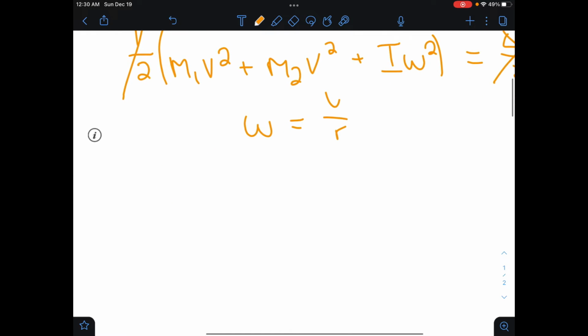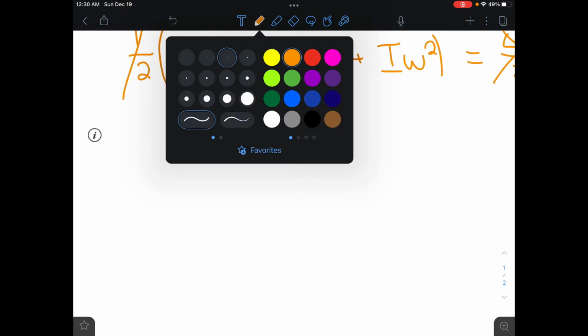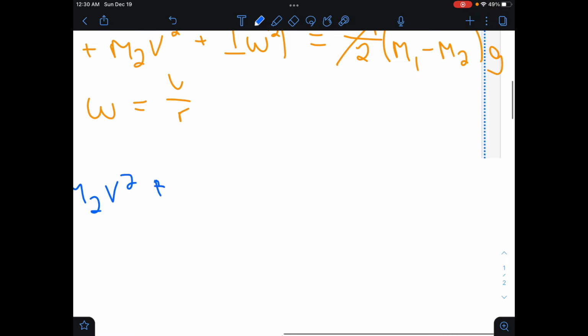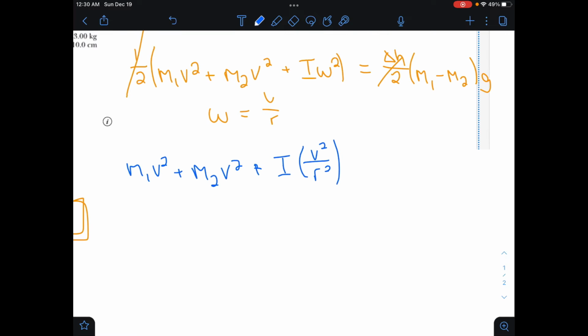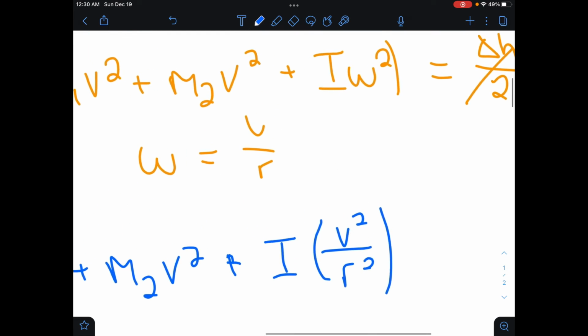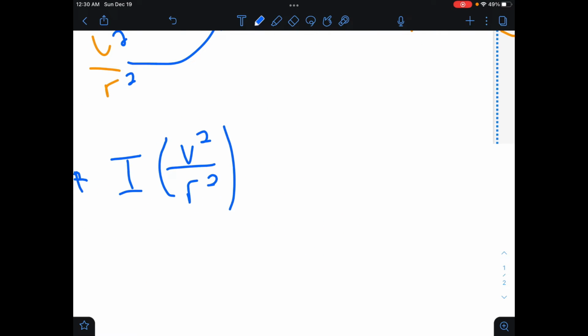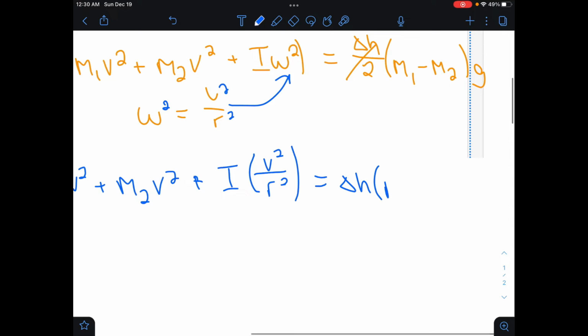And we get, I'm going to change the color. m1 v squared plus m2 v squared plus, this is v squared over r squared. Okay, now this is v squared over r squared because this is what omega equals. We got omega squared, so omega squared would have to equal that. It's not w. I know it's not w. I don't remember the name of the letter. I'm sorry. Equals change in h, m1 minus m2 times g, and then there's one more step.